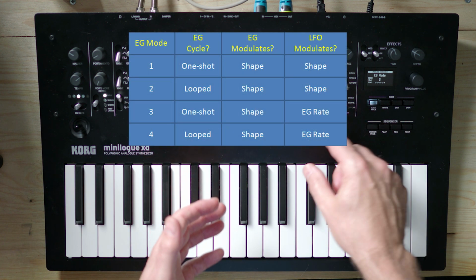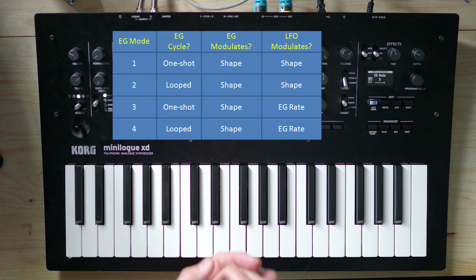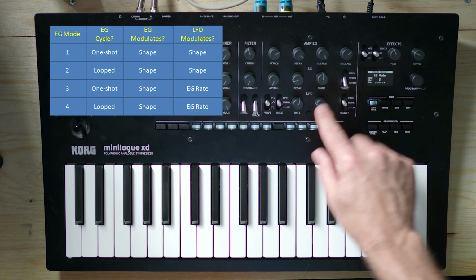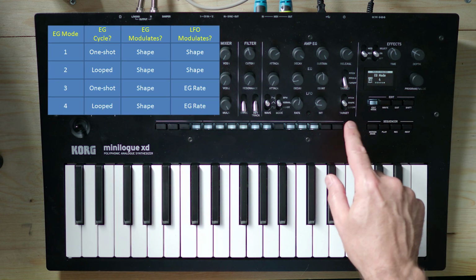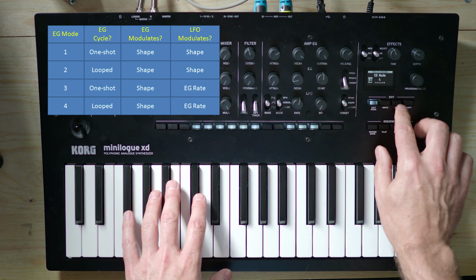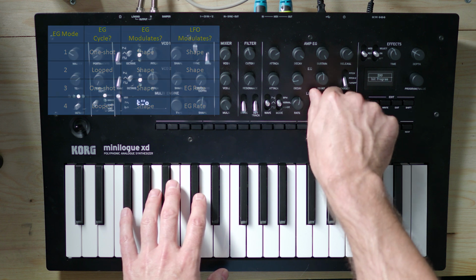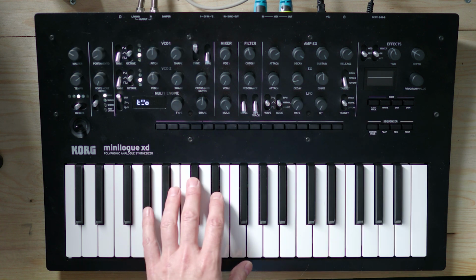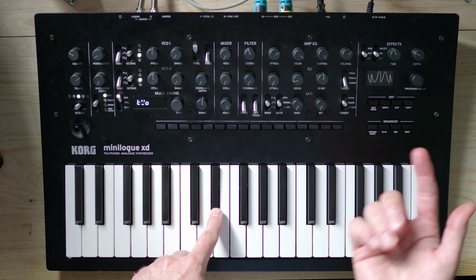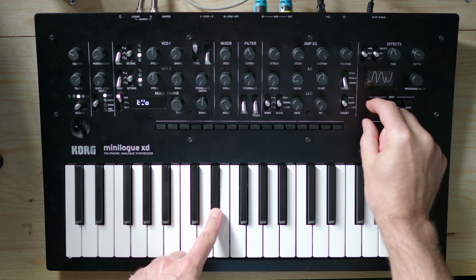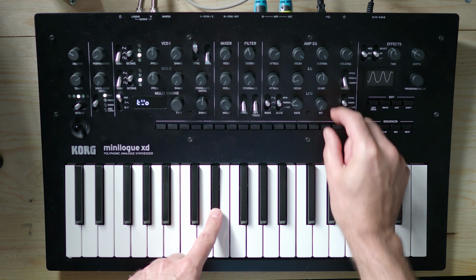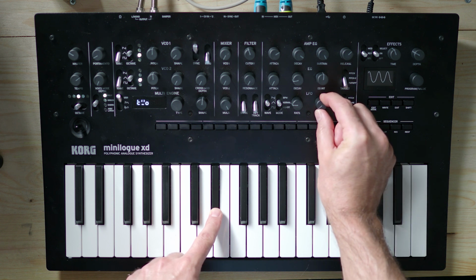So here we have the ability to change the rate of the EG using the LFO here on the front panel, and I'll show you that now. So let's go with EG mode 4, which is the envelope is going to be looping. I'll turn down this LFO to start off with. So we just have the EG running, and now what I'm going to do is have a slow rate on this LFO to start off with and start to introduce it.